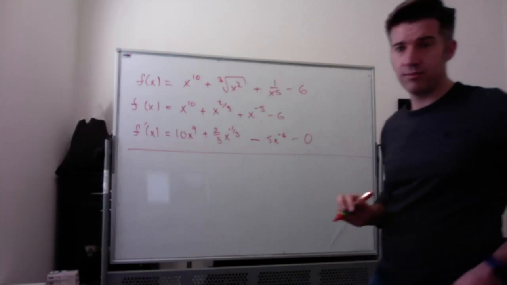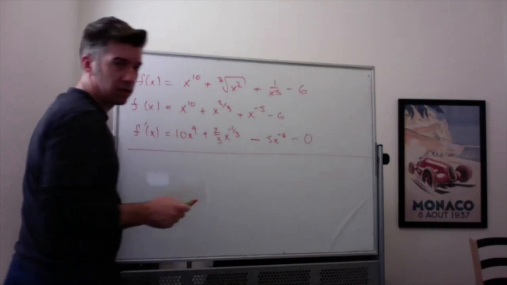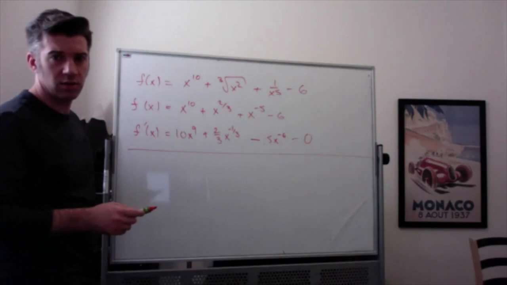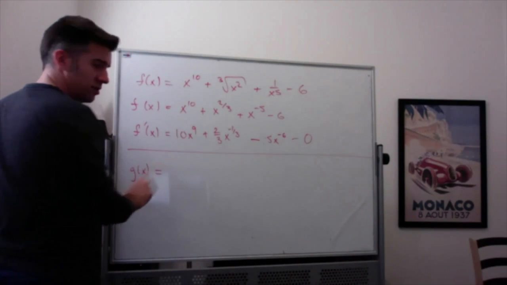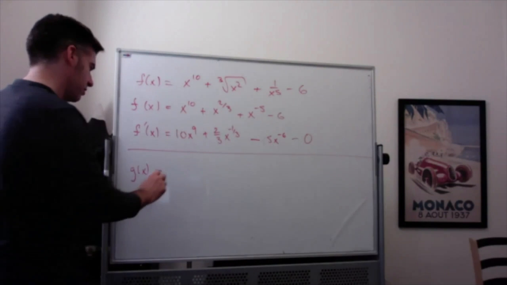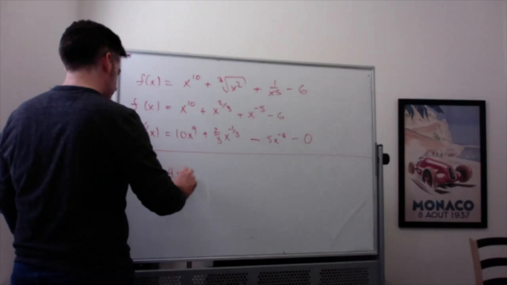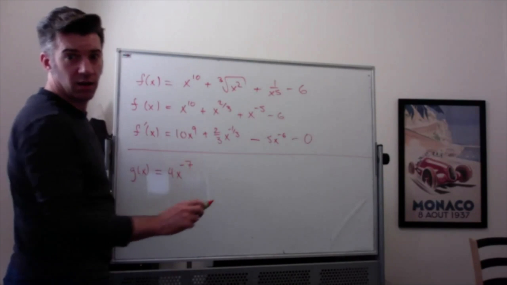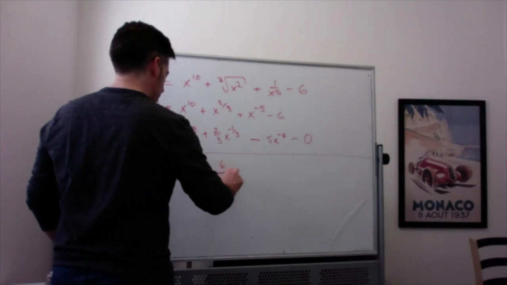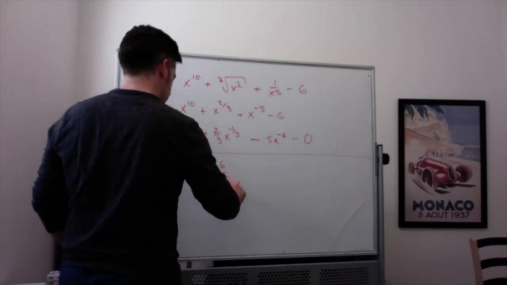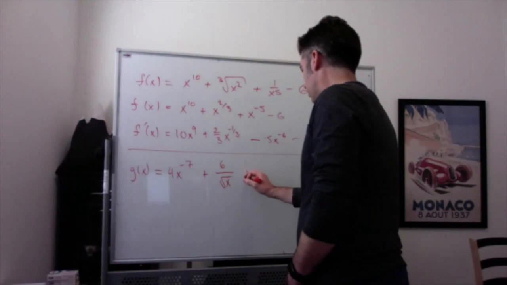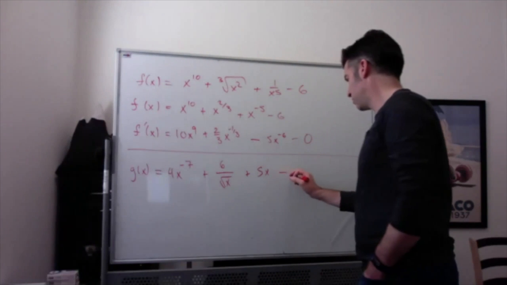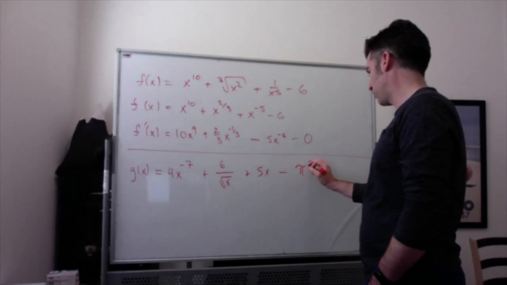Let's do another one. Sure, we'll do 2 more. G of x equals, what have I got here? 4x to the -7 plus 6 over the square root of x plus 5x minus pi to the 3rd power.